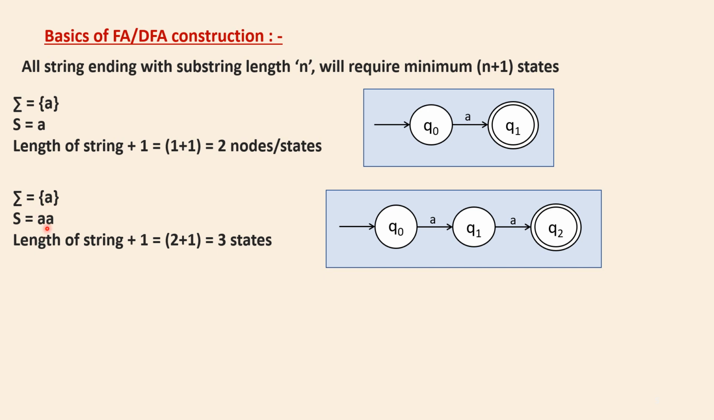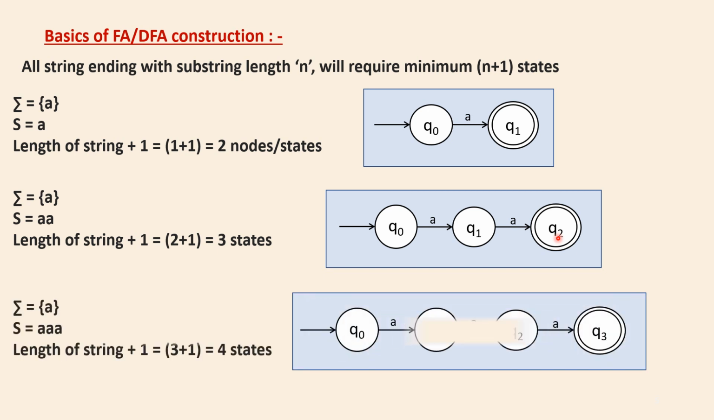So the minimum states I will need is 2 plus 1 state. That is, I will be requiring 3 states. Here I have Q0, Q1 and Q2, where Q0 on the first input symbol A is going to Q1 and Q1 on the second input symbol A is going to Q2. Therefore, AA is in the final state and the string is being accepted.